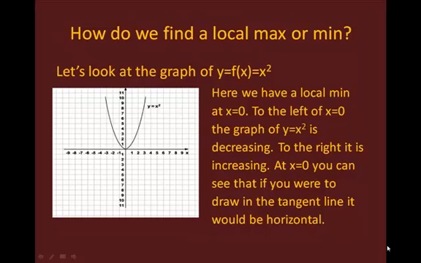Well, to the left of x equals 0, we see that the graph is decreasing. That means that the derivative is negative there. To the right of 0, we see that the graph is increasing, so we know that the derivative there would be positive. If you look right at x equals 0, and you were to draw a tangent line right at x equals 0, it would be a horizontal tangent line. That's going to be key to finding our local maxes and mins.